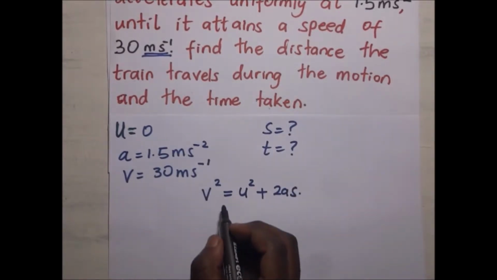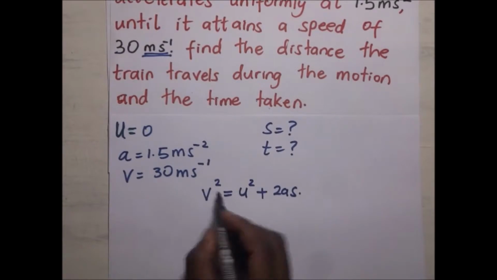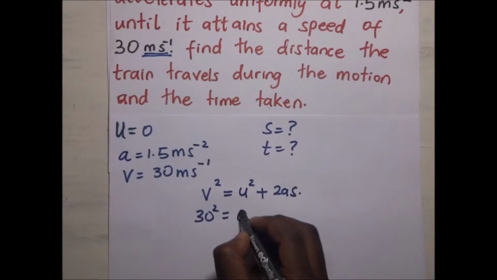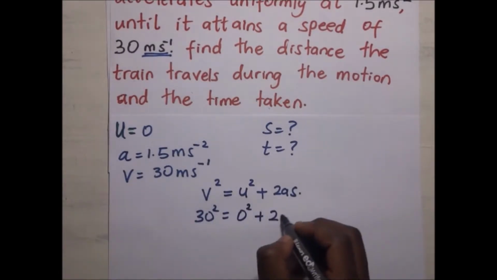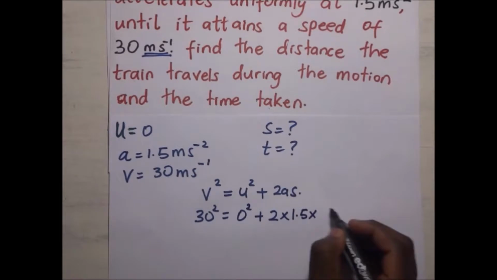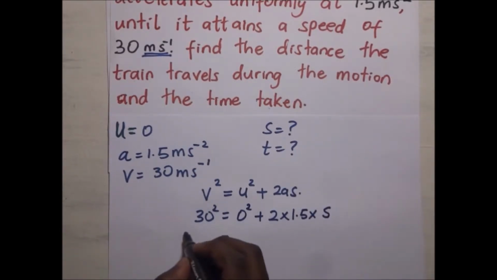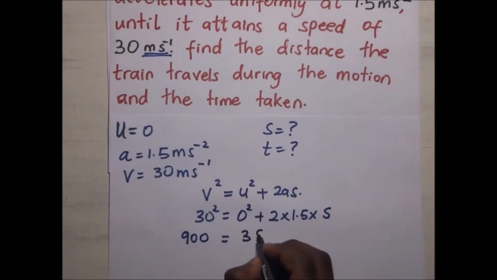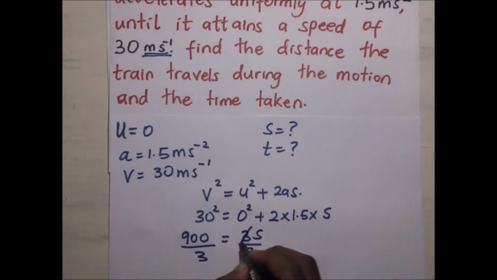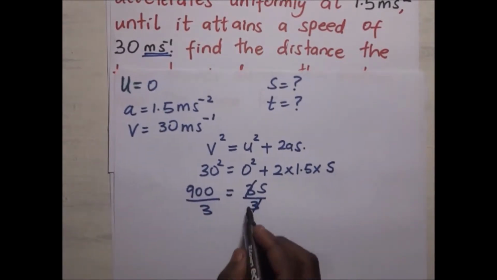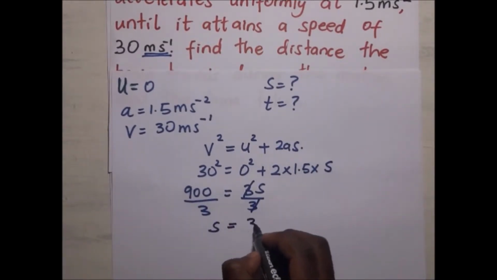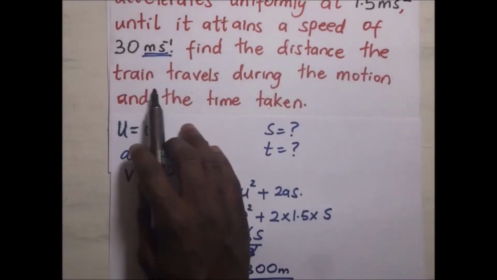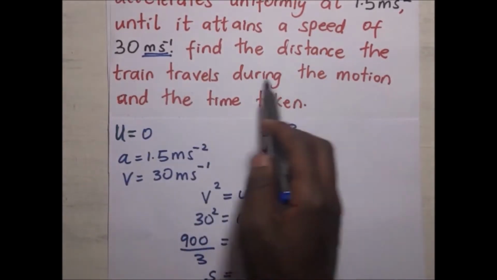Our value of v in this case is going to be 30, so 30 squared is going to be equal to u squared. Our value of u is 0, so it's 0 squared plus 2 times acceleration, which is 1.5, times s, which is what we're looking for. So 30 squared, which is 900, is going to be 0 squared, which is 0, plus 2 times 1.5, which is 3s. Divide both sides by 3. So our value of s is going to end up being 300 meters. So the distance the train travels during the motion is 300 meters.